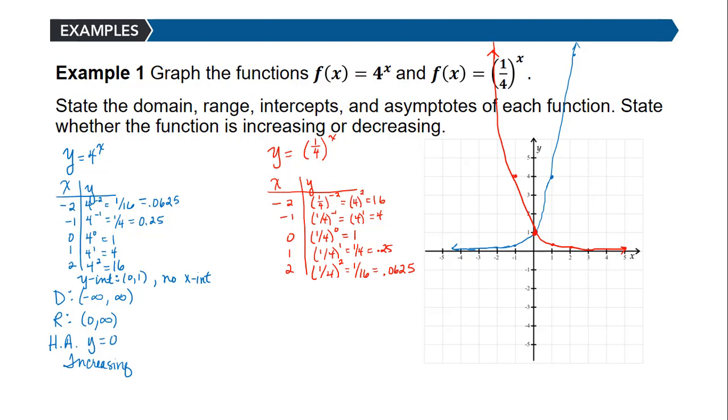So this time my domain is still all real numbers, negative infinity to infinity. Range is 0 to infinity, right from bottom to top. Horizontal asymptote is still at y equals 0. This time, because the base is between 0 and 1, this is a decreasing function. I have a y-intercept at 0, 1, and there is no x-intercept.